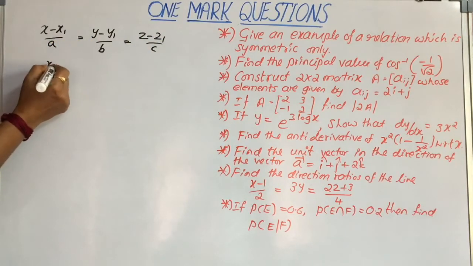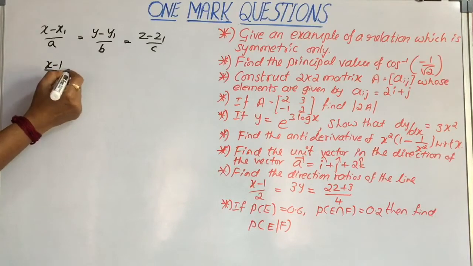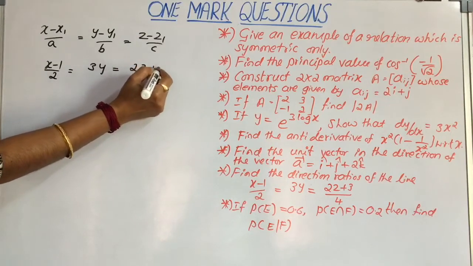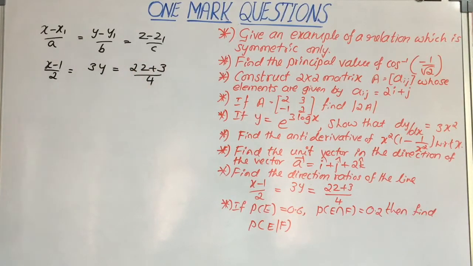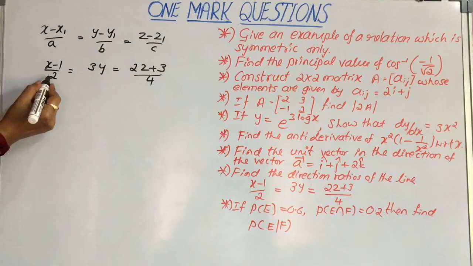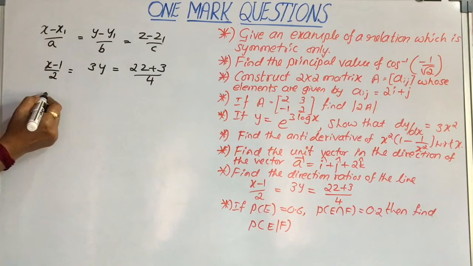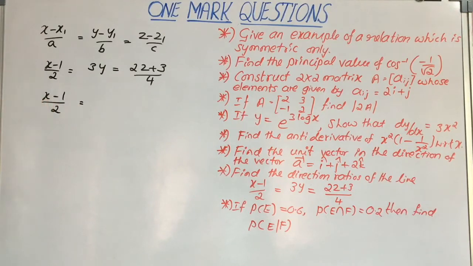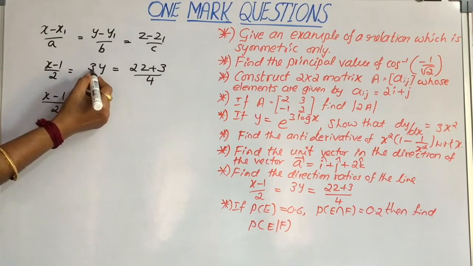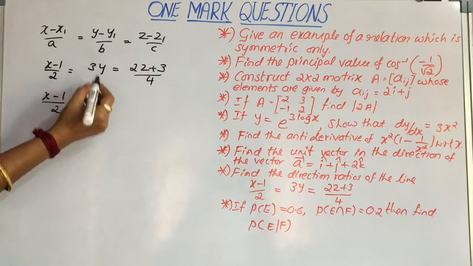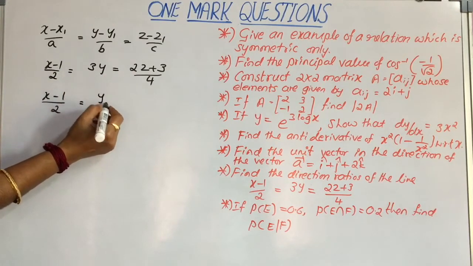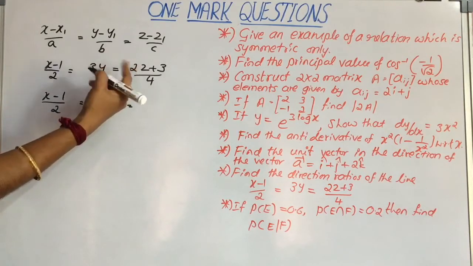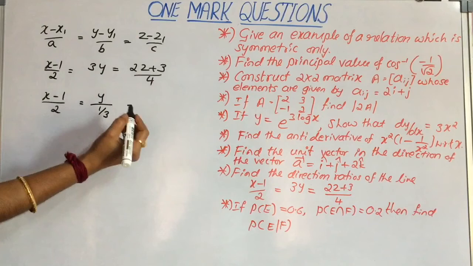Consider the given expression, that is x minus 1 by 2 equal to 3y equal to 2z plus 3 divided by 4. First we have to convert this given line to the standard form. So x minus x1 by 2, keep this as it is. But here the coefficient of y, that is 3, has to be removed. So we can write this as y by 1 by 3. And it is 2z plus 3 by 4.